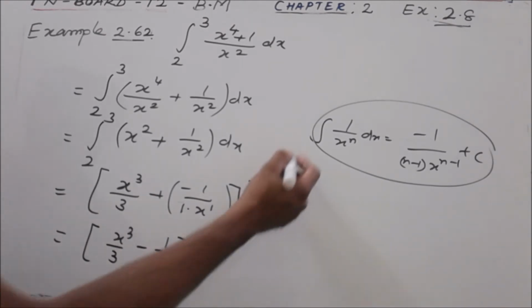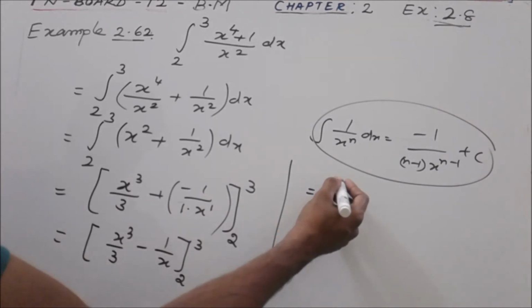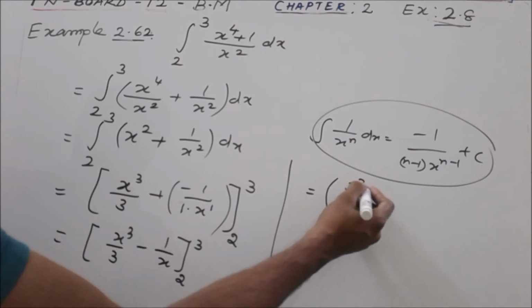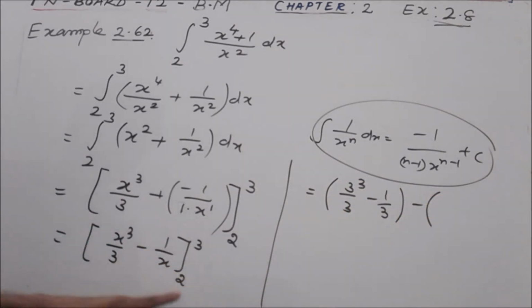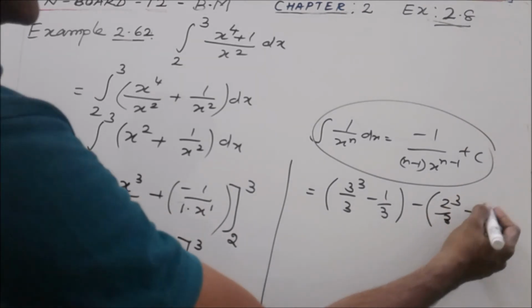Now substituting the limit values. First substitute the upper limit, x is equal to 3. 3 power 3 by 3 minus 1 by 3. Minus the lower limit, 2 power 3 by 3 minus 1 by 2.